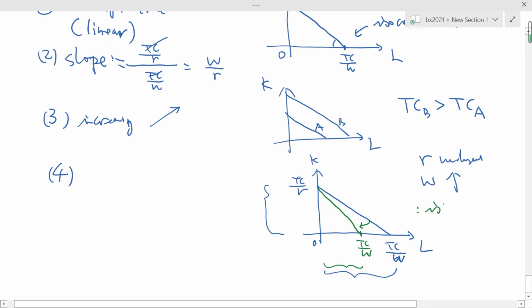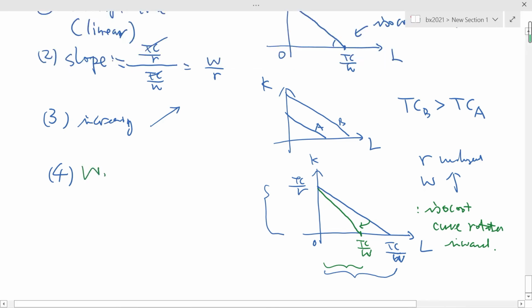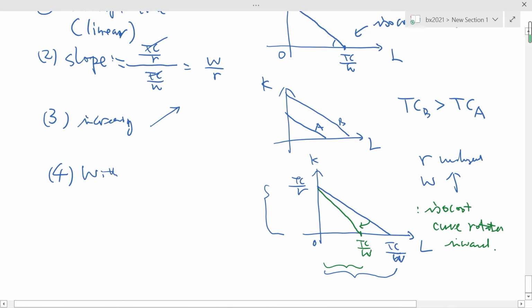The isocost curve rotates inward towards the origin. Okay. So the fourth observation is that if the wage rate W or the rental rate changes, and one rate changes but the other does not change, then the isocost curve can rotate.